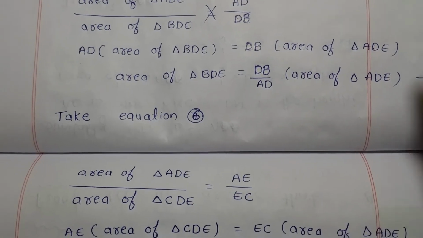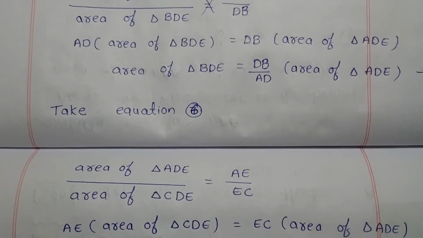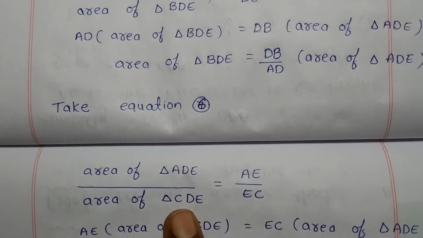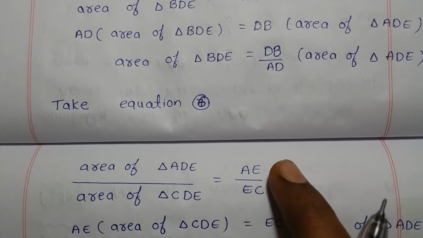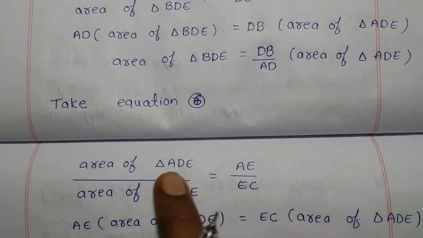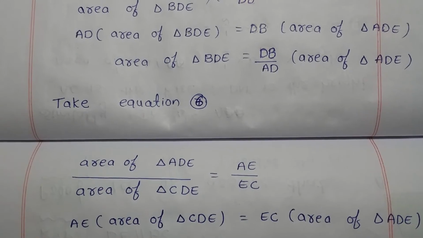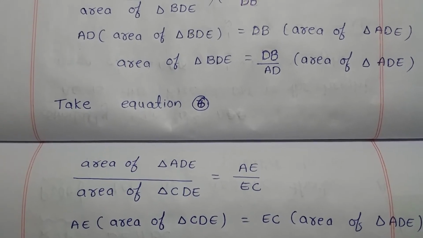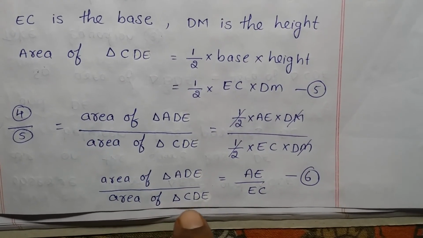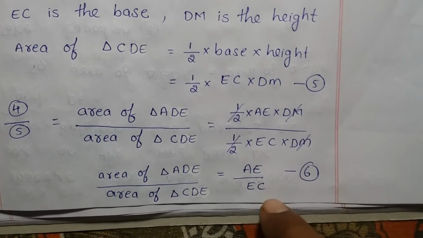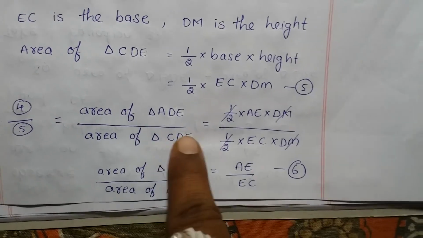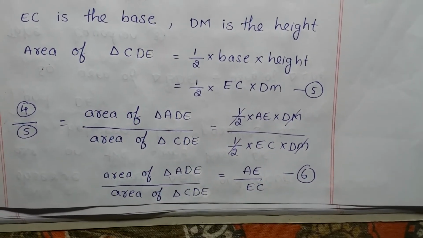So now we take equation number 6. That is area of a triangle ADE by area of a triangle CDE is equal to AE by EC. From this I will find area of a triangle CDE. Just we will see equation number 6. So this is equation number 6. Area of a triangle ADE by area of a triangle CDE is equal to AE by EC. I am taking this equation. From this I will find the area of a triangle CDE.